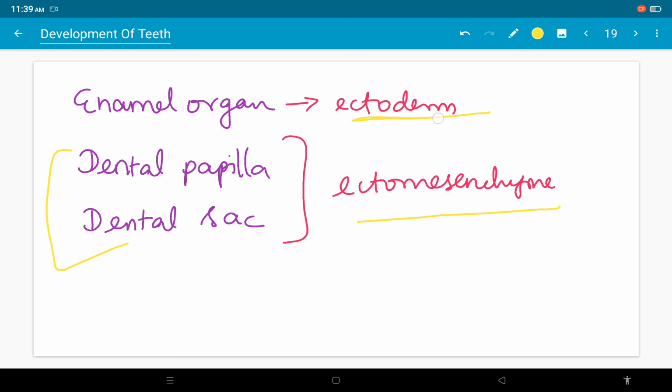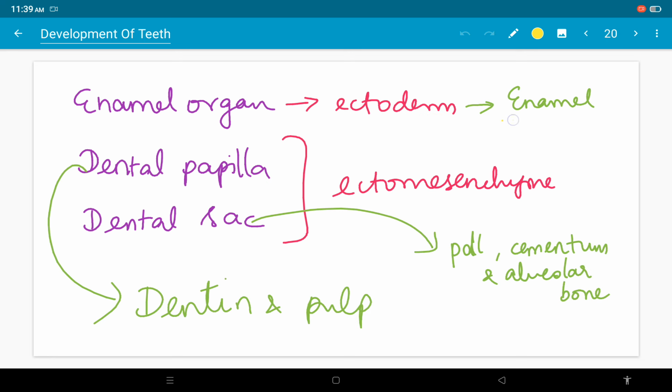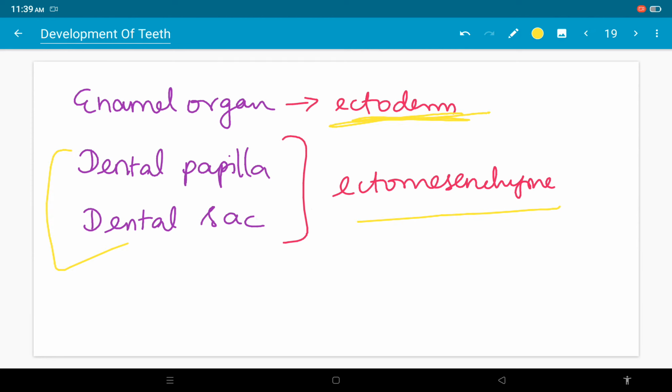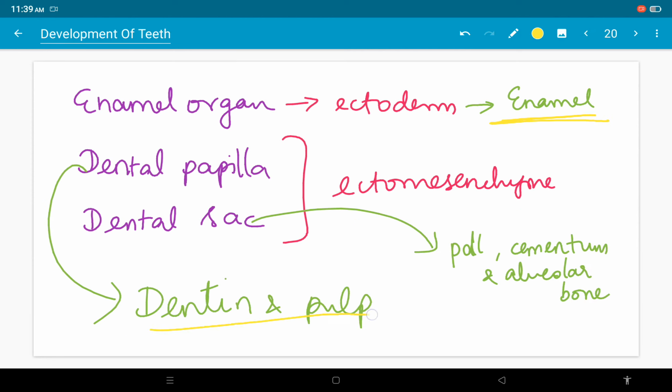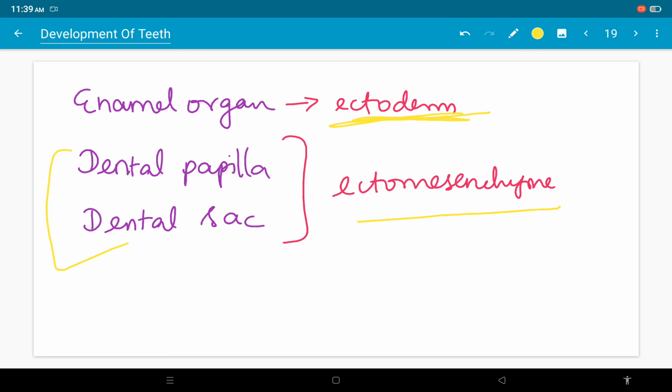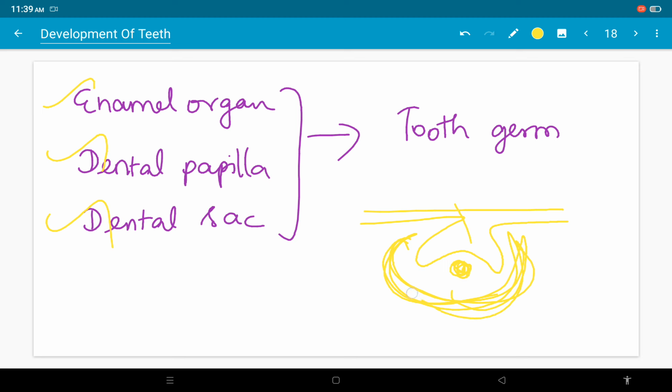So the ectoderm component will give rise to enamel, whereas the dental papilla just beneath it will give rise to dentin and pulp. And the dental sac, the region surrounding the dental papilla, will give rise to cementum, periodontal ligament and alveolar bone. The enamel organ will give rise to enamel, as the name suggests. It is an ectodermal component.